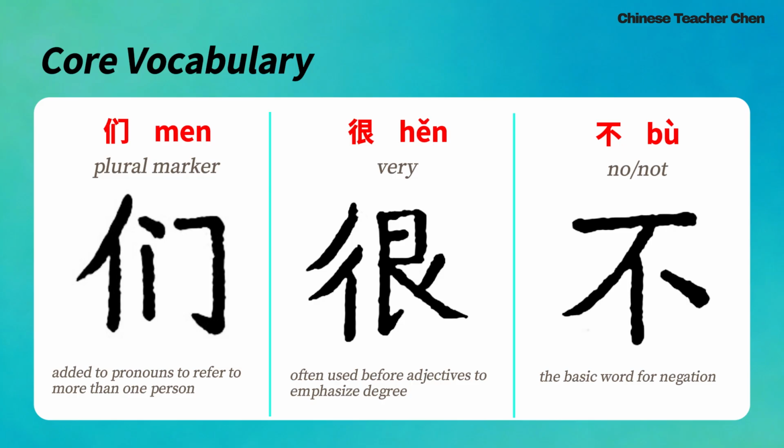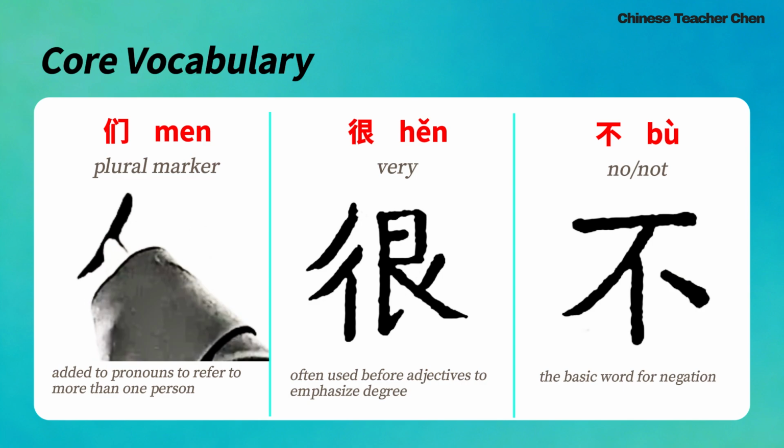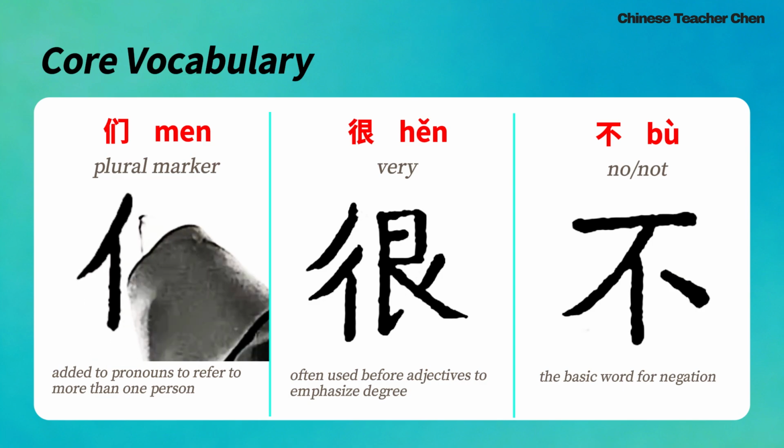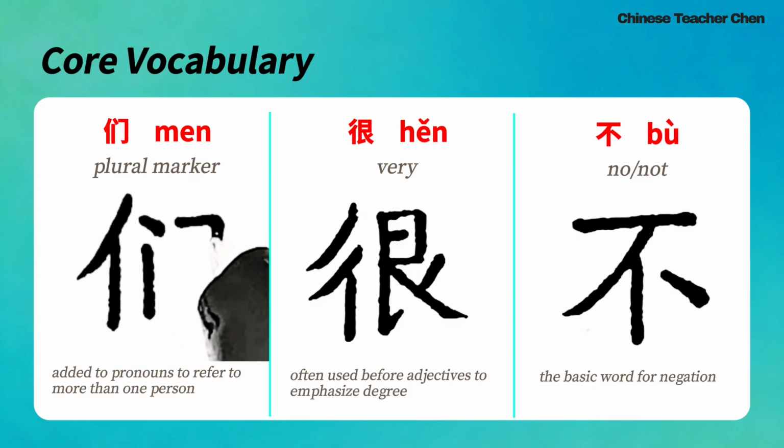Next, we have 4 very useful little words. 们 is a plural marker. We add it to pronouns or some nouns to talk about more than one person. For example, we add it to you, 你 to make 你们, which means you all or you guys.